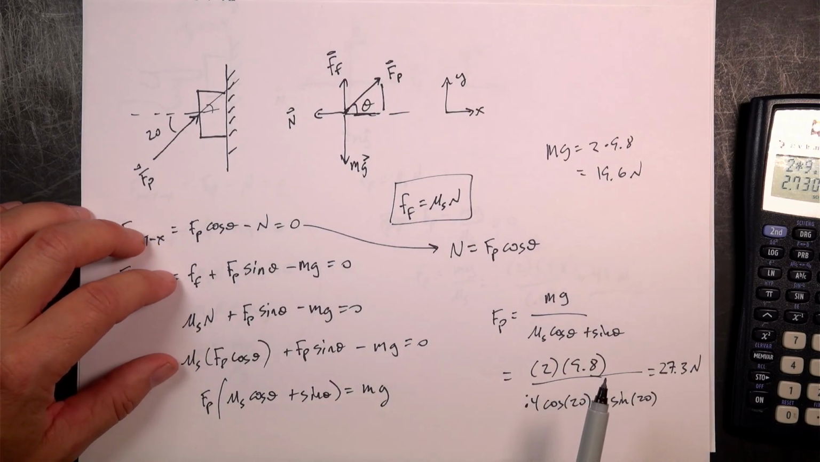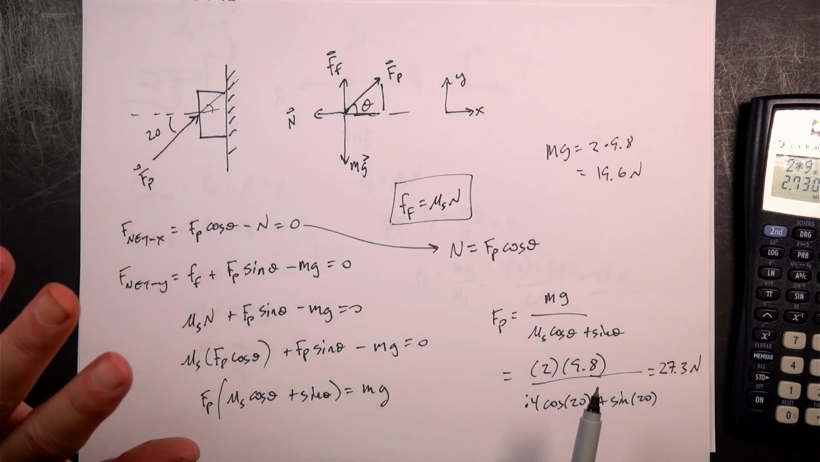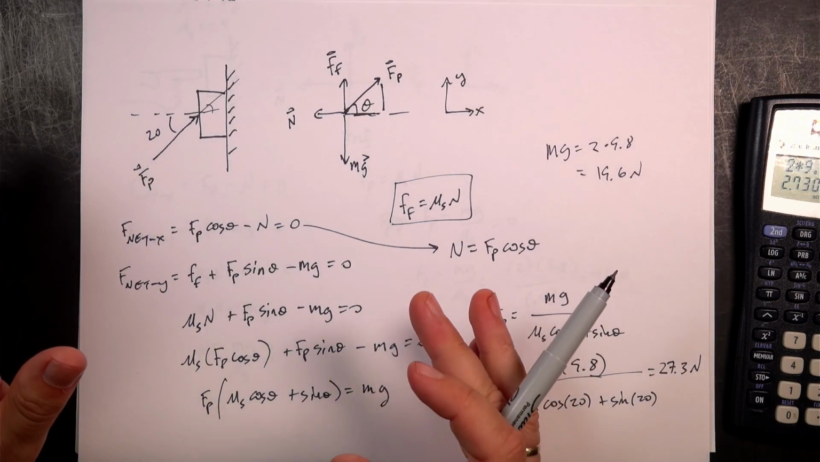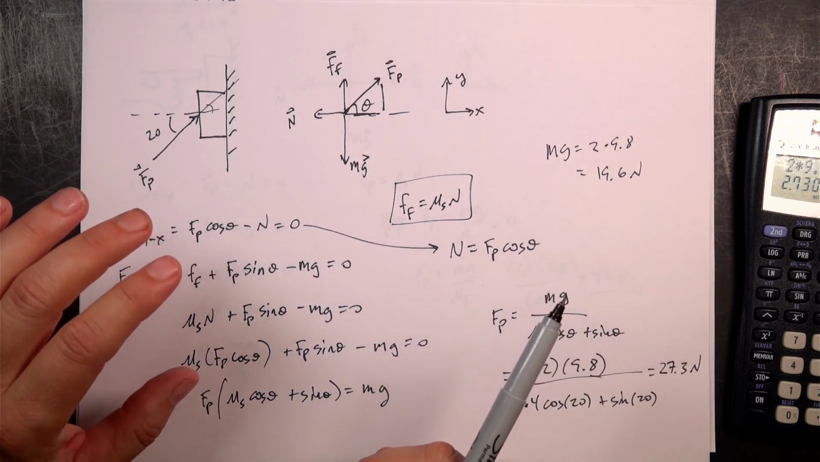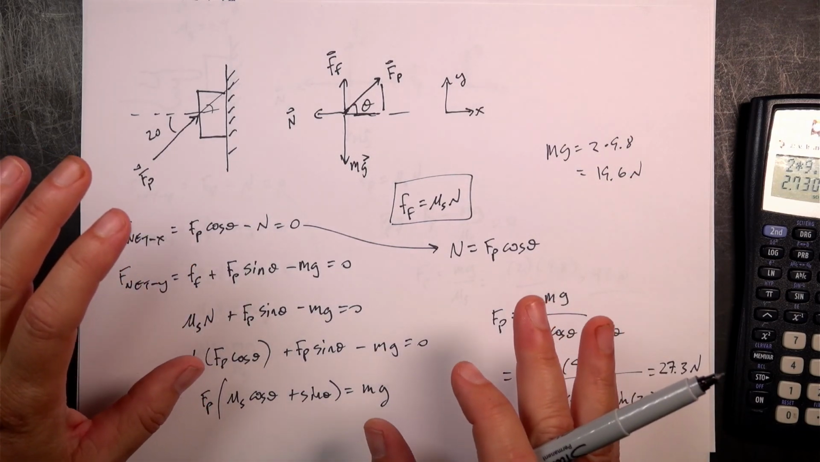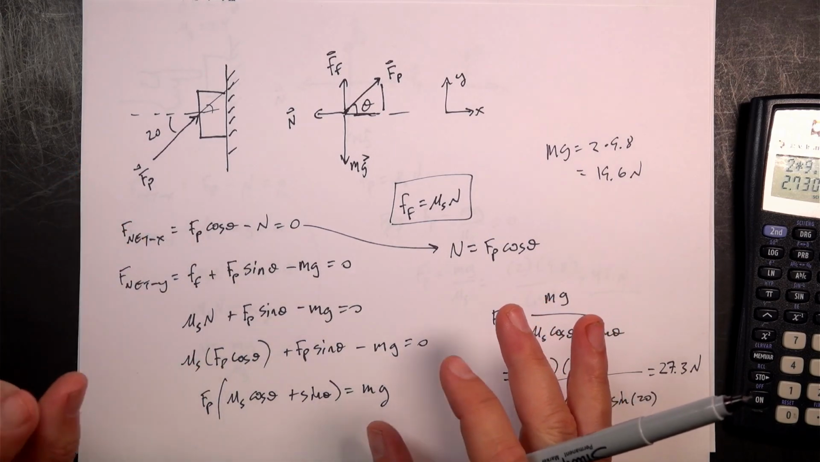And in fact, I don't even know the answer. But I do know that there is some angle that you can push the minimum amount. And that's a fun problem to think about. What angle can you push the least and keep the block up against the wall? And could it ever be less than the gravitational force? That's something to think about.